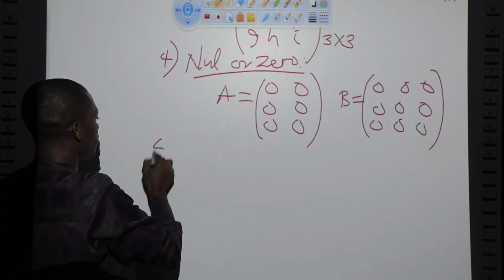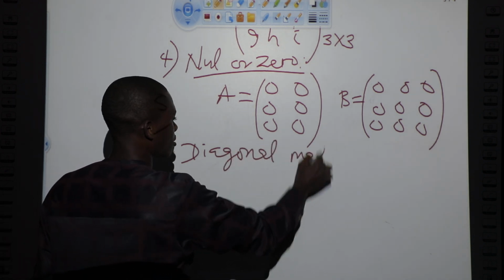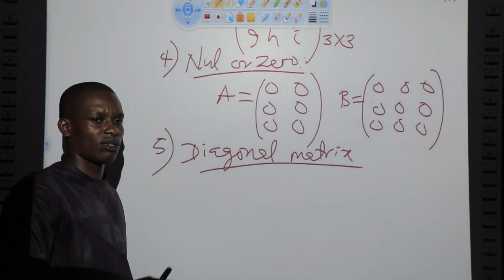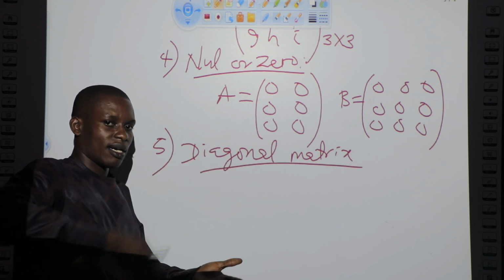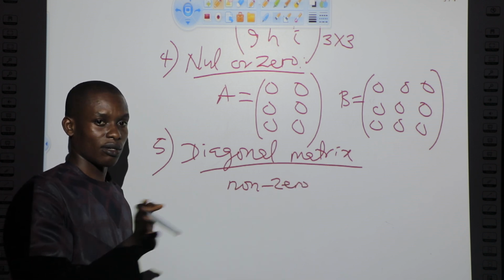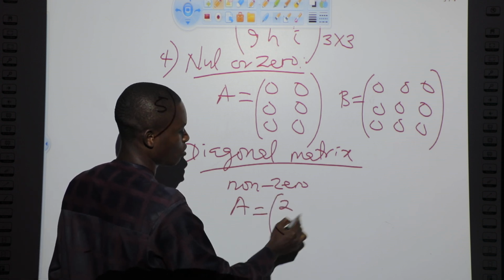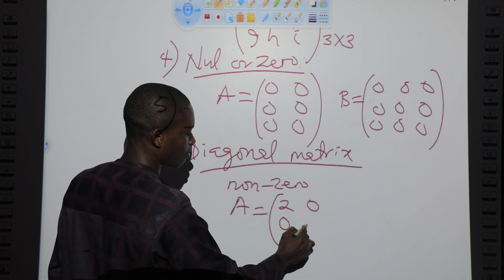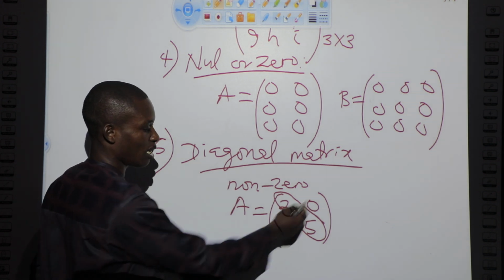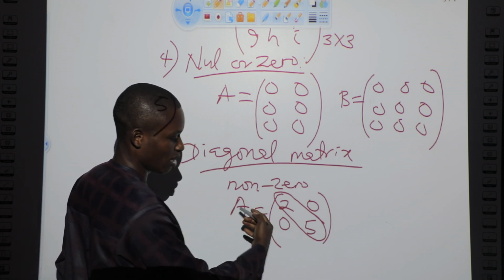Now, we have number 5, which we call the diagonal matrix. Just as the name implies, this is a type of matrix where the elements in the principal diagonal are non-zero, but elements on the other sides are all zeros. Example, if I have A equal to matrix of 2, 0, 0, 5. This is what we call the principal diagonal. There are no zeros there, but other sides are zeros. The diagonal matrix must be a square matrix. So this is a 2 by 2 diagonal matrix.